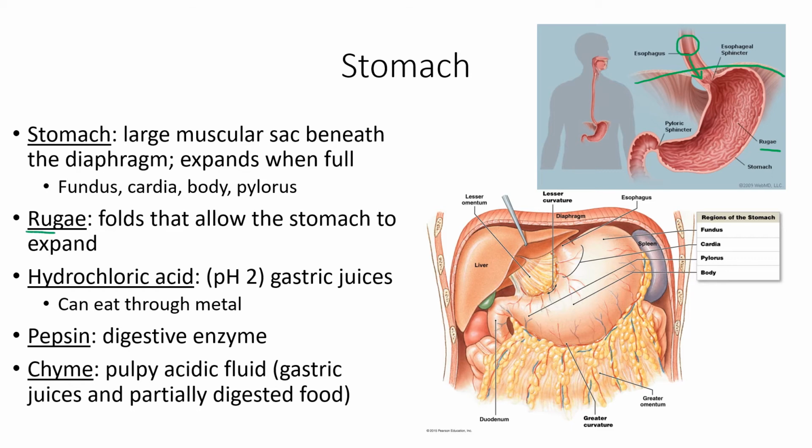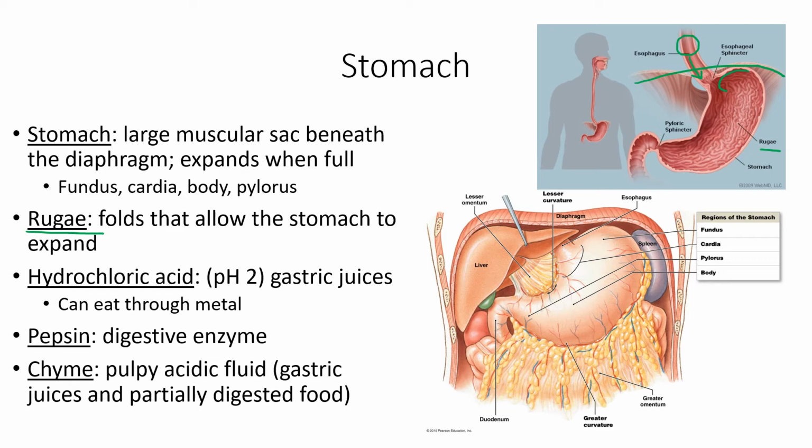Rugae are going to be folds that allow the stomach to expand. Again, we've talked about rugae before. Rugae are going to be located within various organs such as the bladder, the uterus, and also the stomach. There are parts of the stomach that I do want you to know.